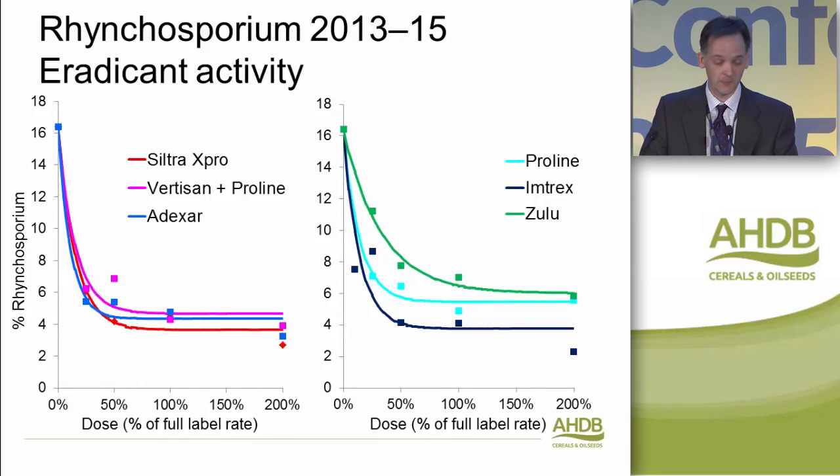Actually, it's almost exactly what we see from the protectant information. Zulu, quite separate from Imtrex, but both having good activity on Rhynchosporium. And actually, I think Vertizan Proline nestles into the rest in a curative situation. That Vertizan factor seems to improve, certainly add to Proline here.